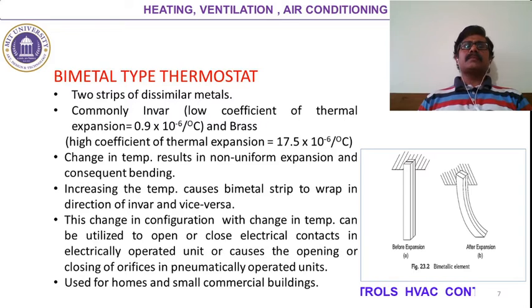The name itself indicates the bimetal. It means that you have two different metals. In this diagram, it can be seen that there are two strips of dissimilar metals joined together. The most commonly used dissimilar metals are, first, Ni (nickel alloy), which has a low coefficient of thermal expansion of the order of 0.9 into 10 to the power minus 6 per degree Celsius, and another metal is brass, which has a high coefficient of thermal expansion of the order of 17.5 into 10 to the power minus 6 per degree Celsius.